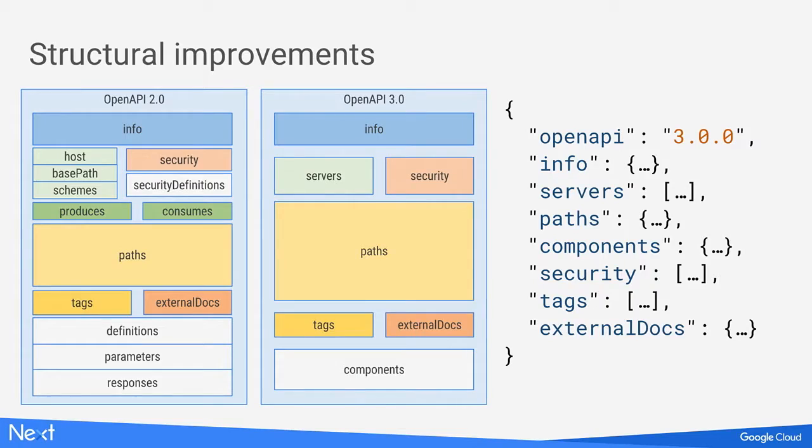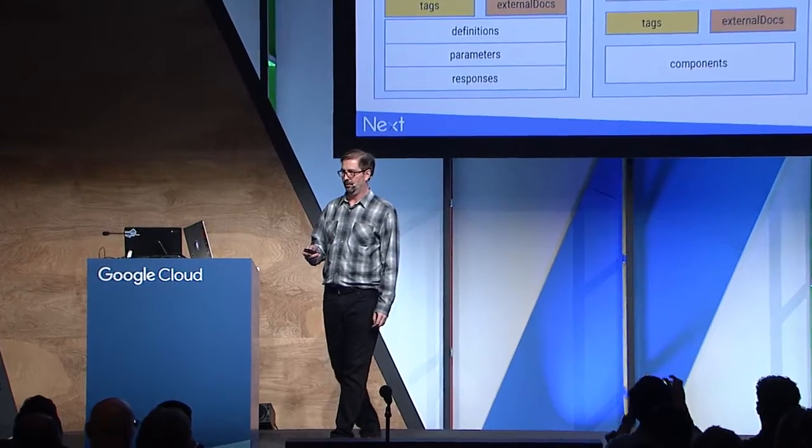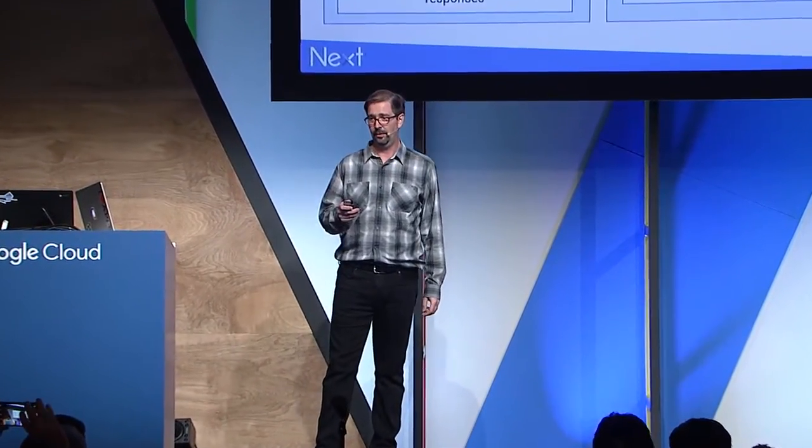Obviously, the spec is now 3.0. That's exciting, but it's not just that. We have introduced semantic versioning as well with the spec. Whereas before it was just 2.0, now we're trying to follow a semantic versioning approach.